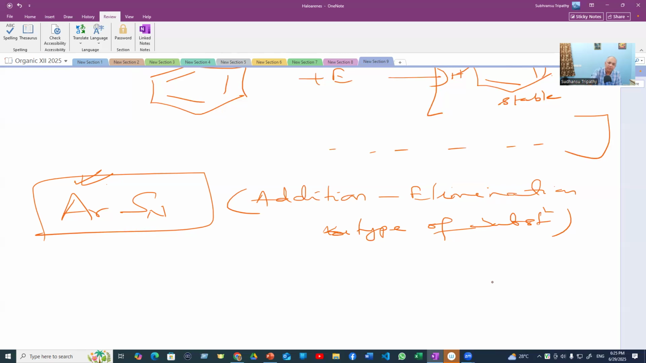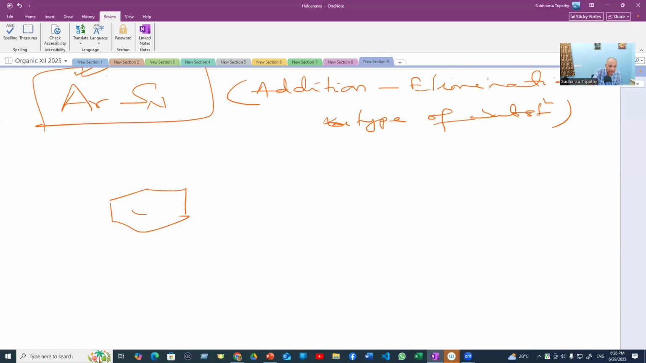And then in the second step, just like ArSE, the leaving group here is Cl minus. There, the leaving group was H plus. In every ArSE, usually the leaving group is H plus. But there can be many other leaving groups. But here, the leaving group is Cl minus, Br minus, just like in normal SN1, SN2. Here also, same thing. But it will happen in the second elimination step. So let me show you the mechanism here.